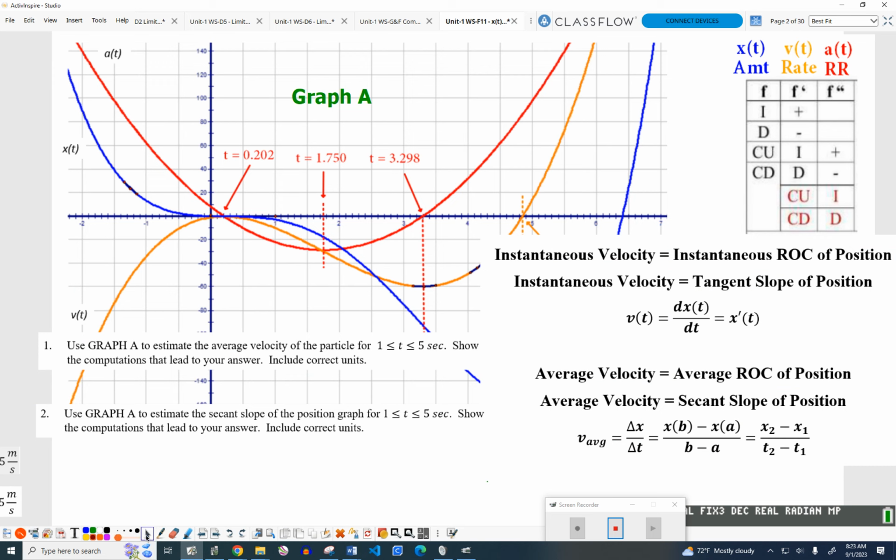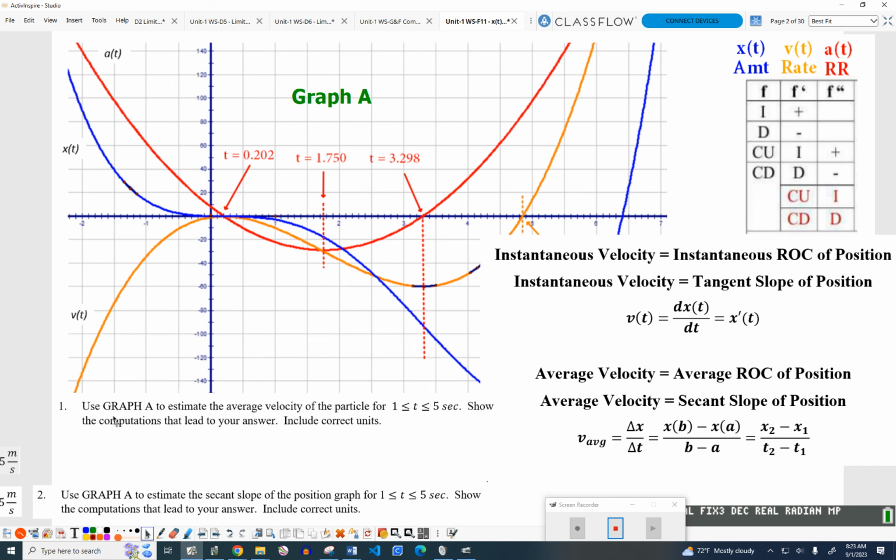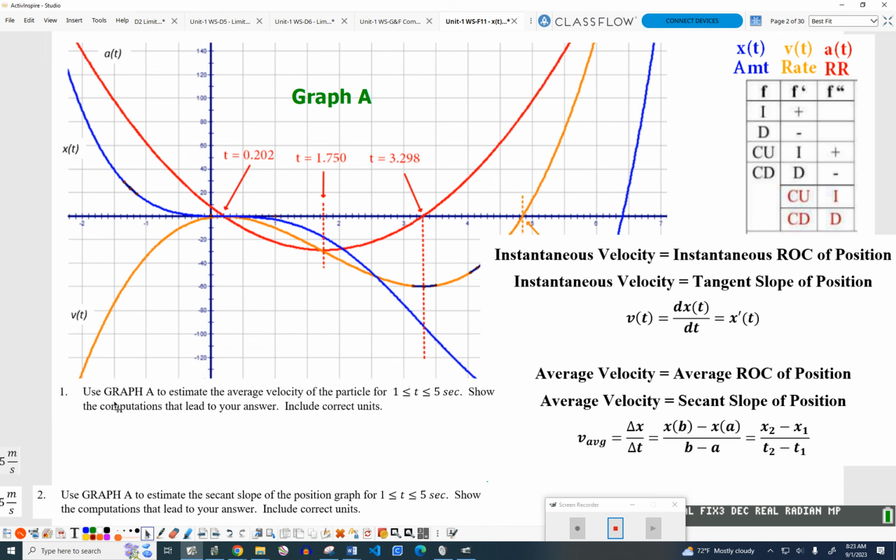So the first question says, use graph A to estimate the average velocity of the particle for the time period 1 to 5. So average velocity means, right here, this is my favorite version of the formula. You're free to memorize any portion of the formula you want. I like memorizing the little short piece. I think it's the easiest. I simply have to find, for this time period, how much did the position change? So I need to identify the position at both ends of the time period.